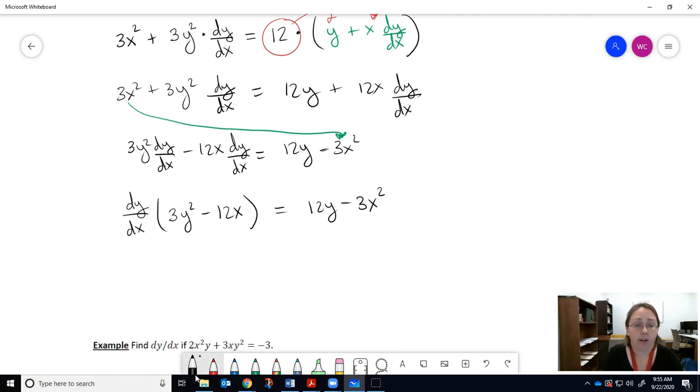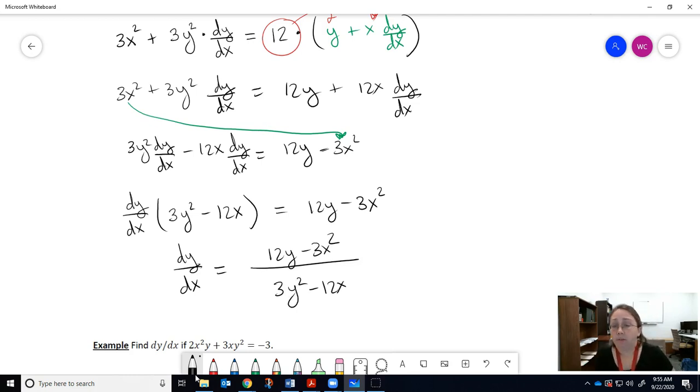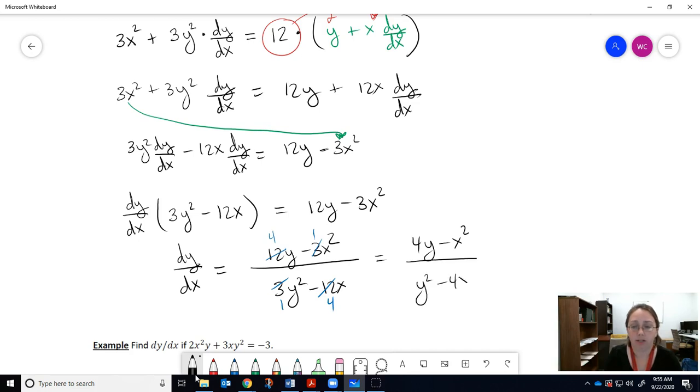Finally, divide by the parentheses. So dy dx will be by itself, equal to what's on the right divided by the parentheses. Now you should ask yourself if you can reduce this, which if you look at it, you can. Every single term is divisible by 3. So if we reduce by 3, we get 4, 1, 1, 4. So we end up with y minus x squared, 4y minus x squared over y squared minus 4x.